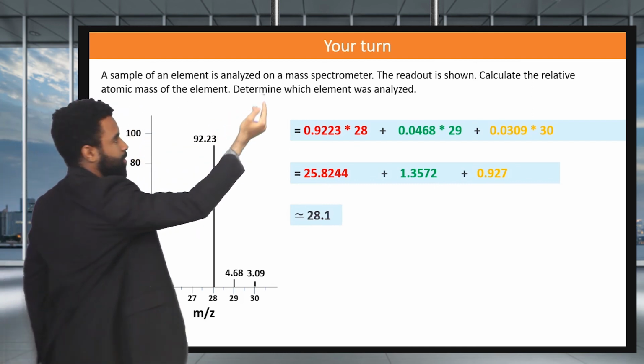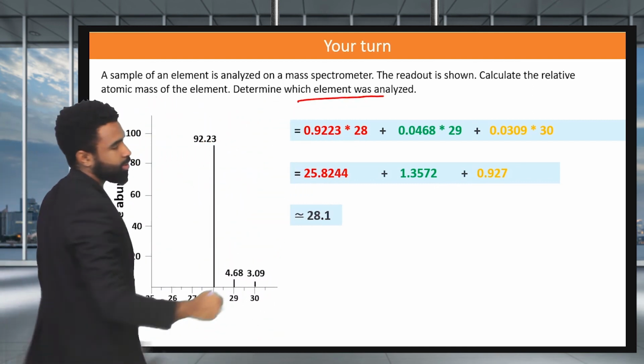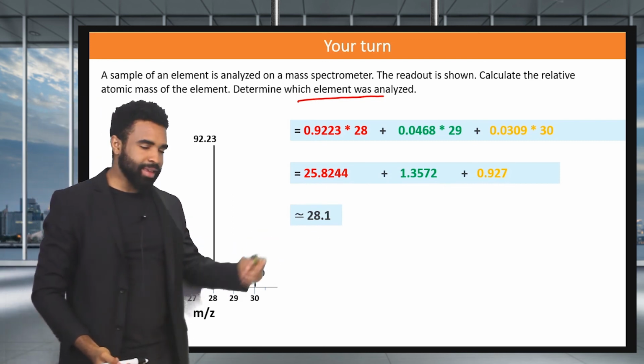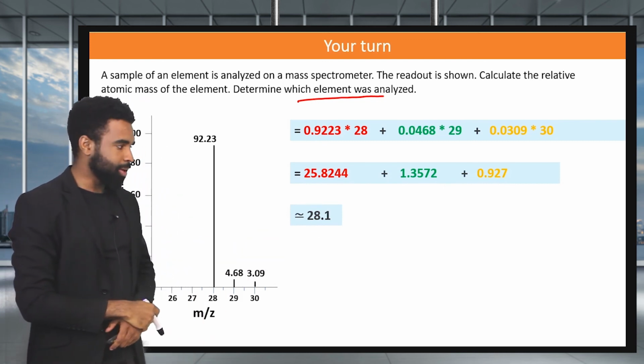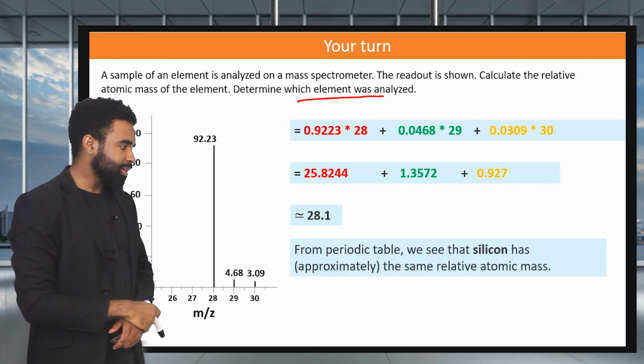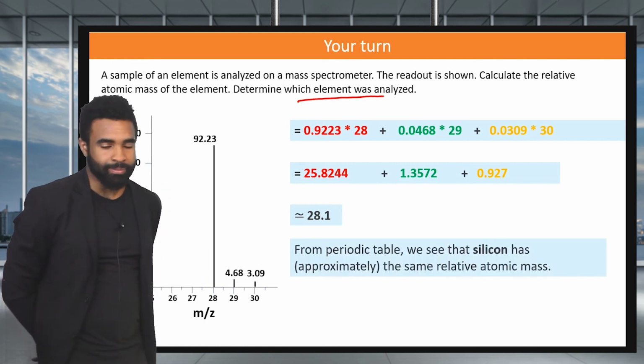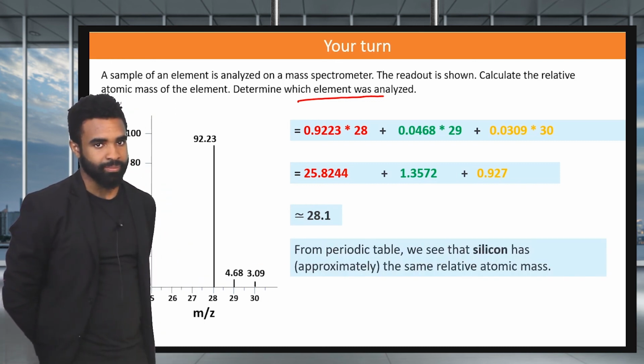Now, how do we determine which element was analyzed? Well, you just need to go to your periodic table and look for something that looks like it has a relative atomic mass of 28.1. And the closest you will see to that will be silicon. And that would be your answer.